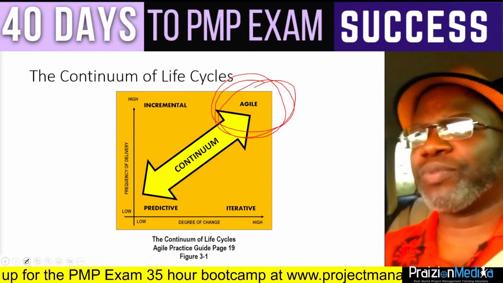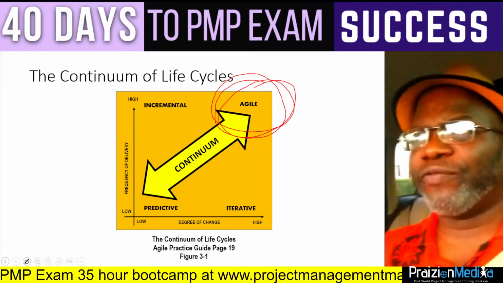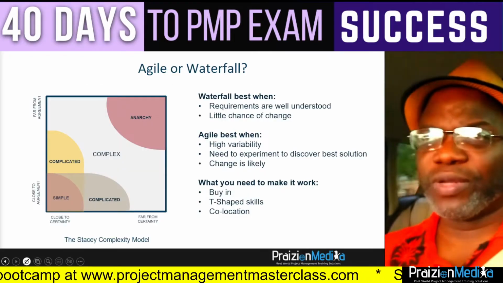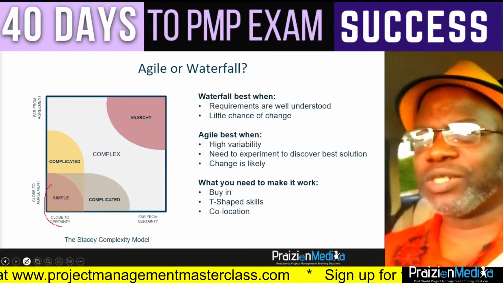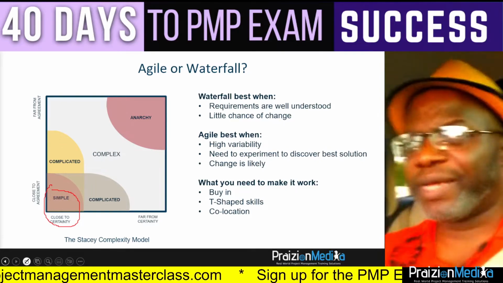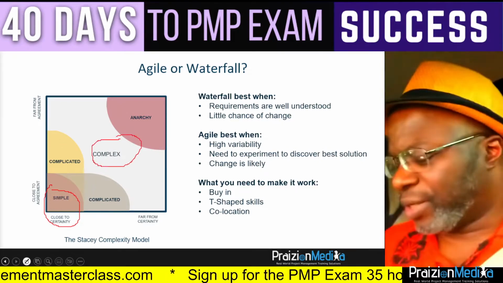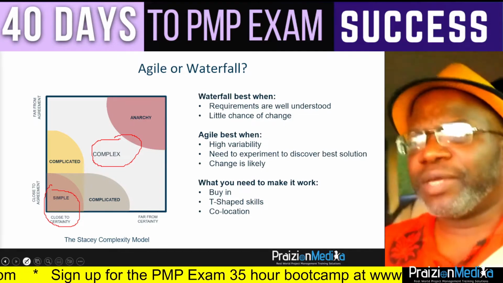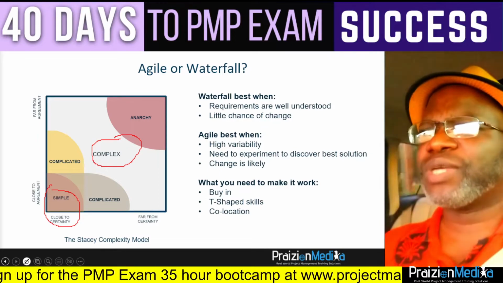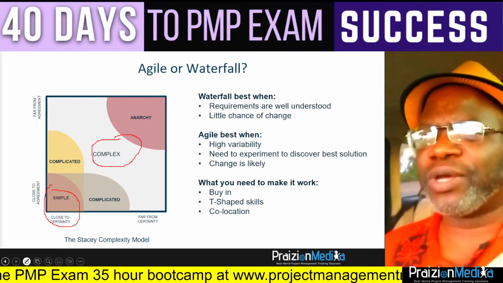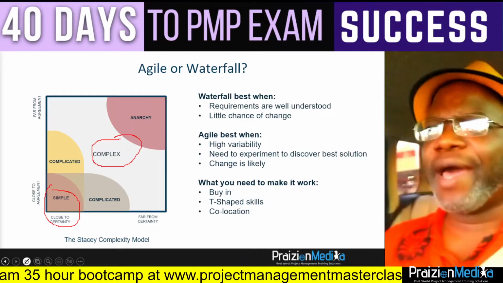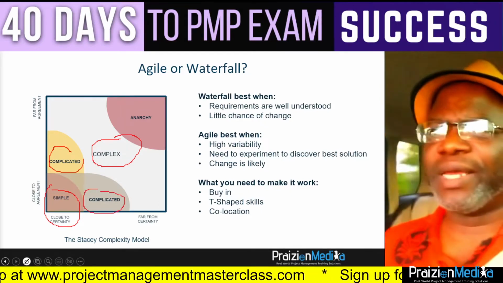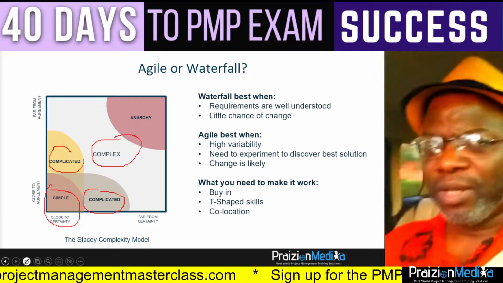I just want to stress one more time, really take a look at page 14 in the Agile Practice Guide for the Stacey complexity model. Remember, you've got the simple zone where you do predictive type projects. You've got the complex zone where you're tending more towards agile. And you also have somewhere in the middle the complicated zone, where a hybrid mindset is not a bad one to have. But just be aware that complicated does not mean the same as complex.